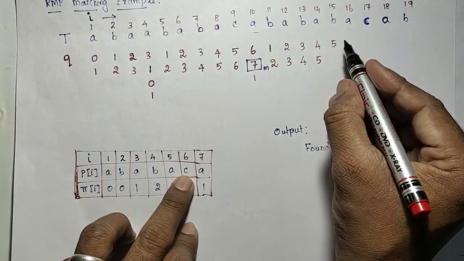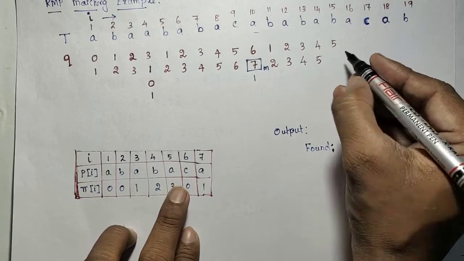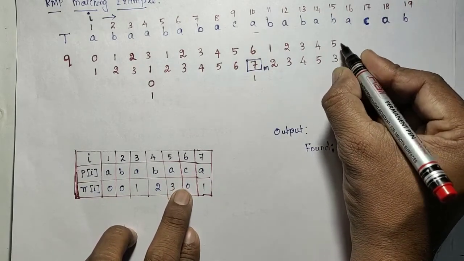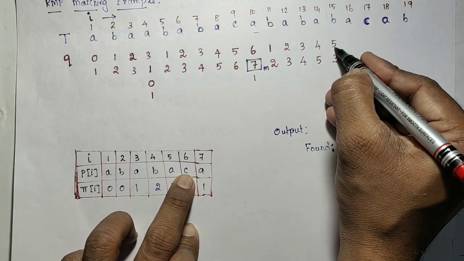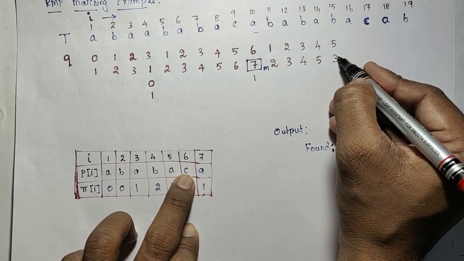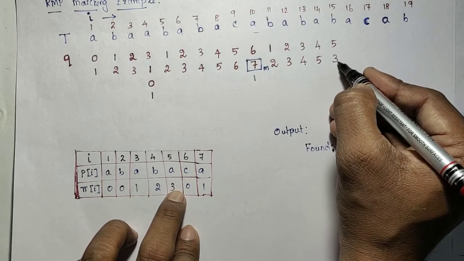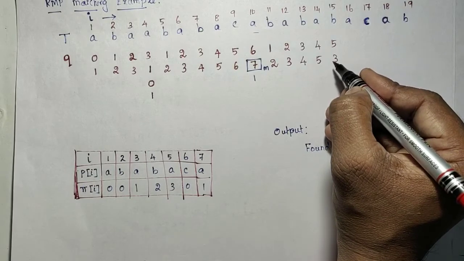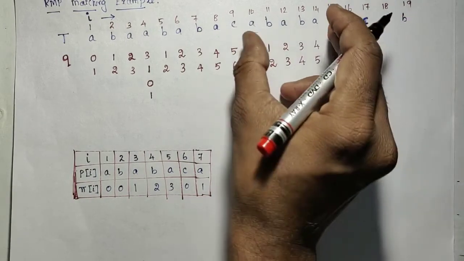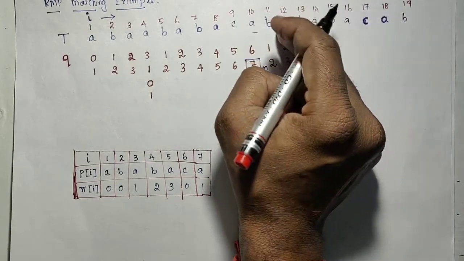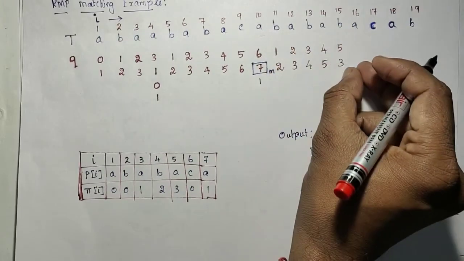It will be restored to pi of q. So pi of 5 value is what? 3. So this will be restored to 3. When C is not equal to B, the pi of q value will be stored to q. Pi of 5 is 3. So that will be restored. Okay. It means that up to the 5 characters, we are obtaining the longest prefix which is also a suffix.